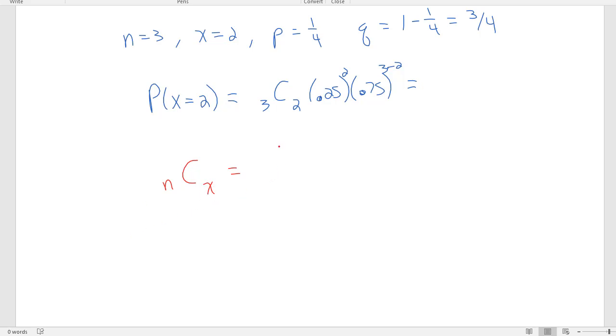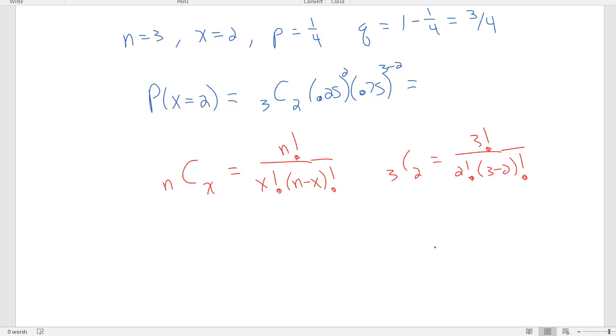What that's going to be is n factorial over x factorial times n minus x factorial. So in this particular case, we would have 3 choose 2. So that would be 3 factorial over 2 factorial times 3 minus 2 factorial. Okay. Now, I don't want to go into gory detail here because this is something we've already discussed.